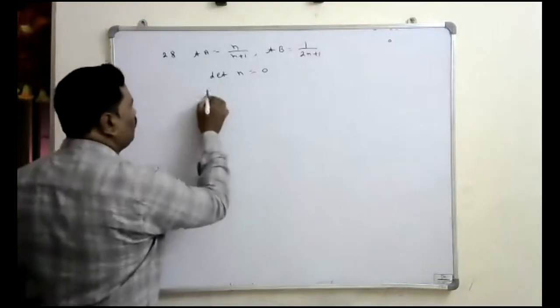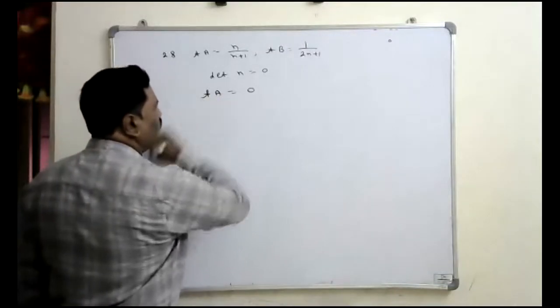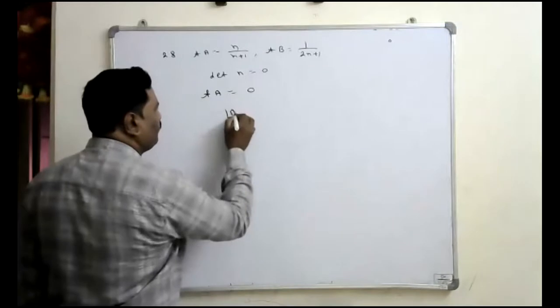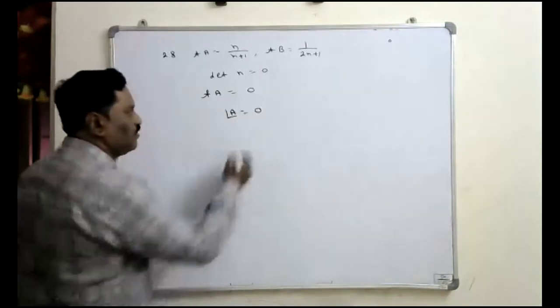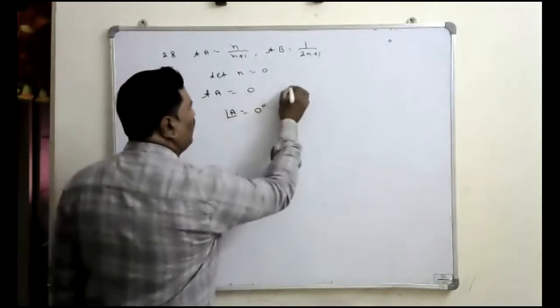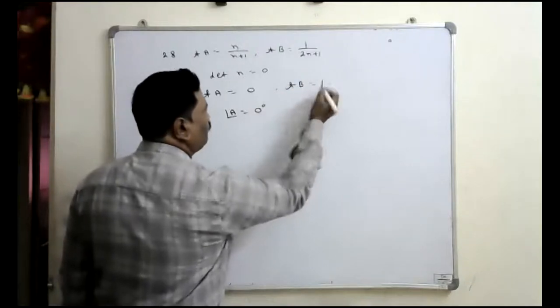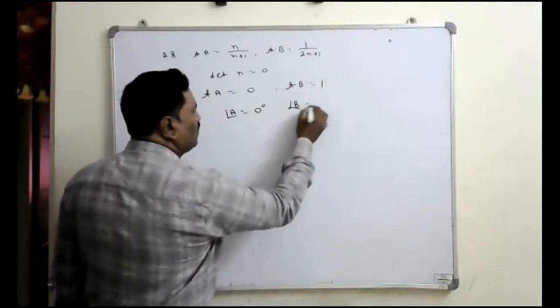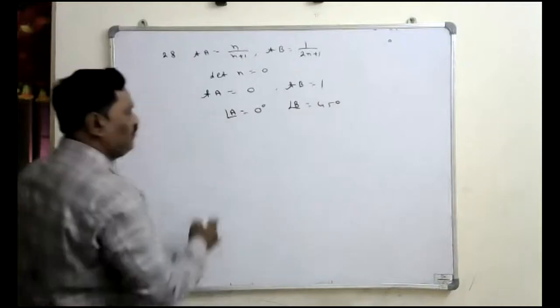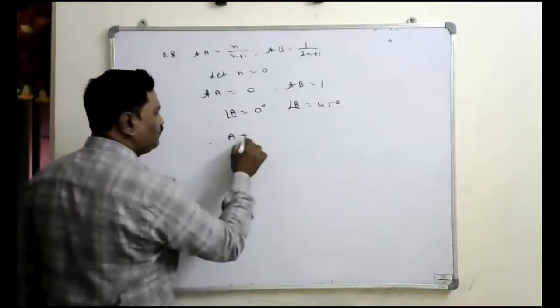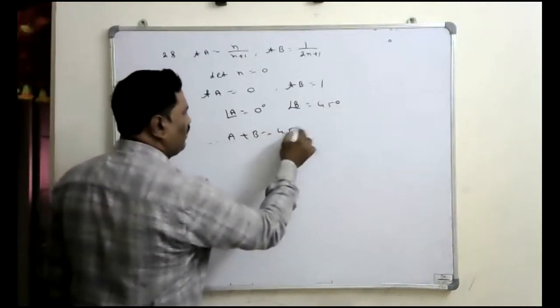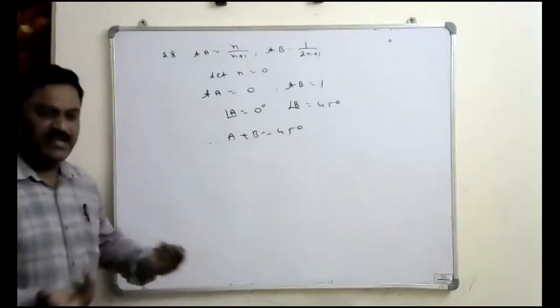If I take n equal to 0, what is tan A? 0. Therefore, what is angle A? 0 degree. Then what about tan B? 1. What is angle B? 45. Therefore, what is A plus B? 45 degree. Like that, we can take any value as you like.